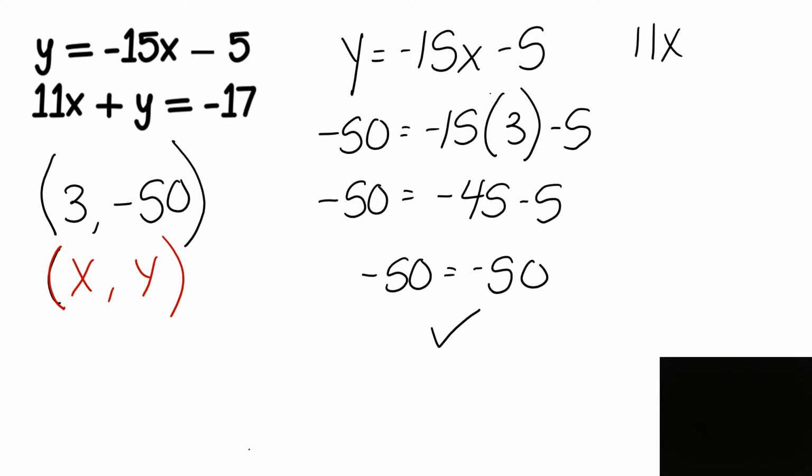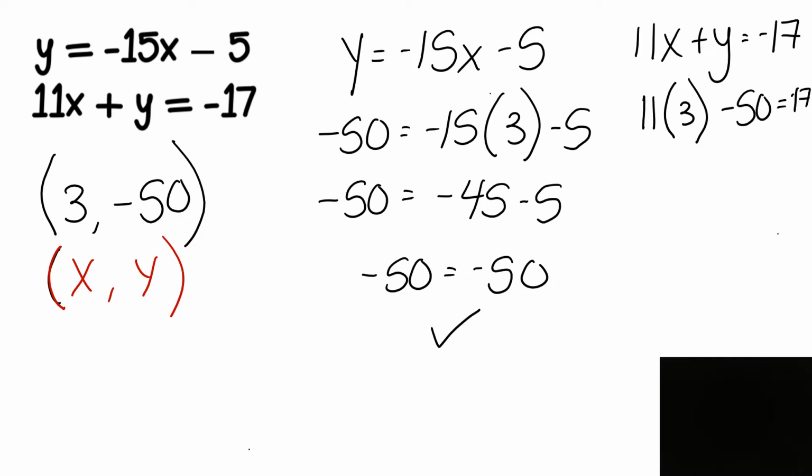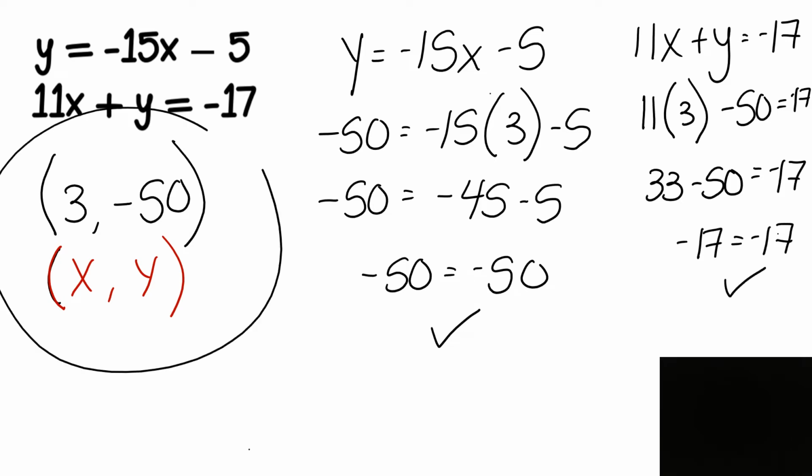In my second equation, 11x plus y equals negative 17. Again, we plug in our values. My x value is 3. My y value is negative 50. 11 and 3 multiply to get 33. 33, and then my minus 50 give us an answer of negative 17. Both sides match, so again, that would be our correct answer. We follow the maze down.